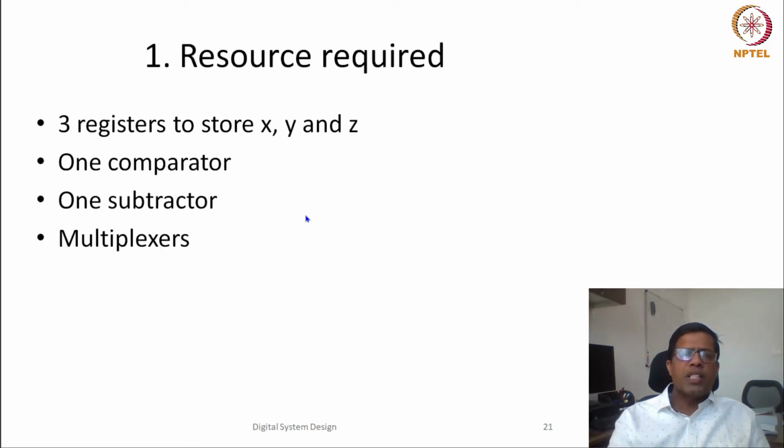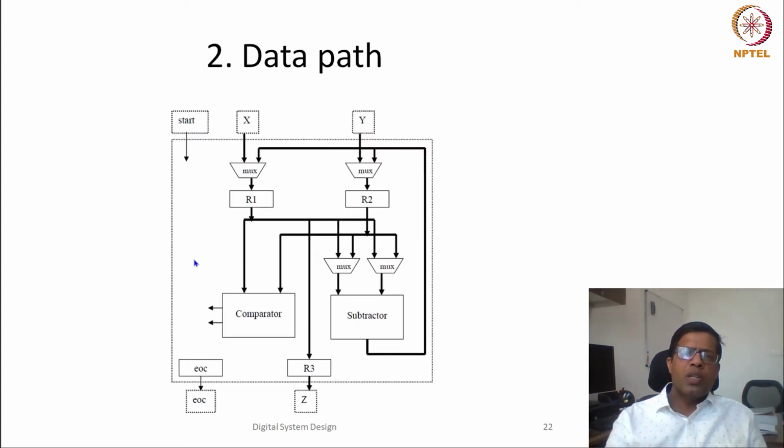So for this example, we have seen that there would be 3 registers, x, y and z. There would be 1 comparator, 1 subtractor, and there would be some multiplexers which would be required. So after keeping them, we said x and y are the inputs, start is also another input, EOC is the output, and z is the output. So there would be at least 3 registers required. One is R1, another is R2, which would be able to read x and y, and let's consider another register R3 which would be finally writing the result z.